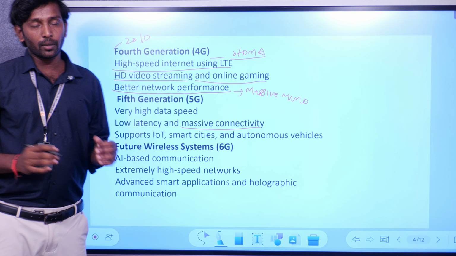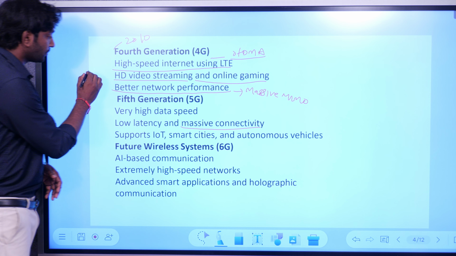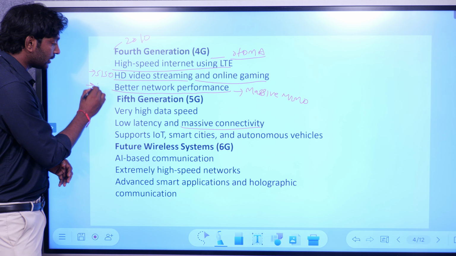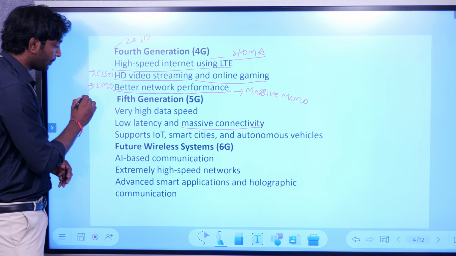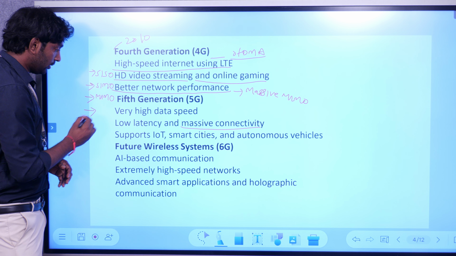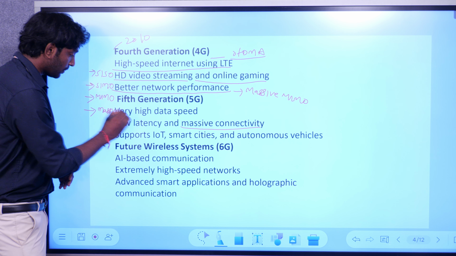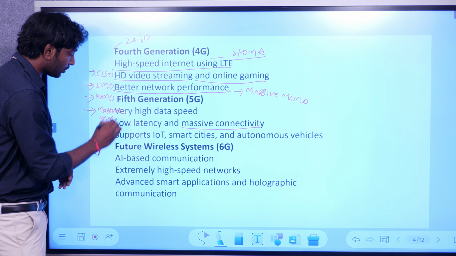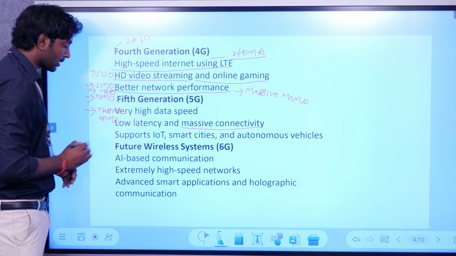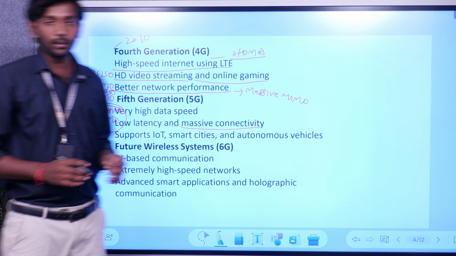MIMO means multi-input, multi-output communication. Communication is divided into 4 types. One is single input, single output; second is single input, multi-output; third is multi-input, multi-output; and fourth is massive multi-input, multi-output. There is also multi-input, single output communication. In fifth generation we are using massive multi-input, multi-output communication.